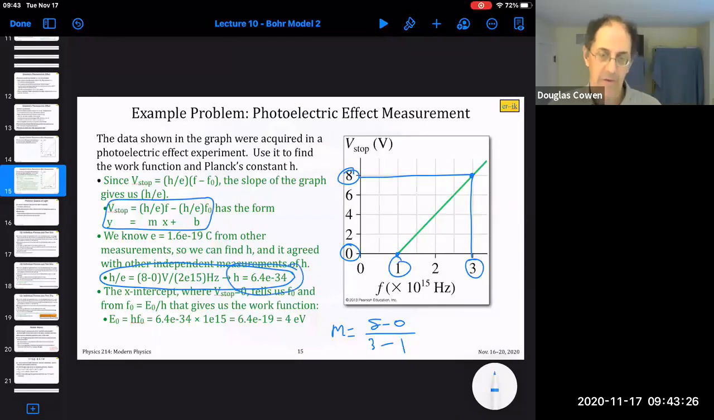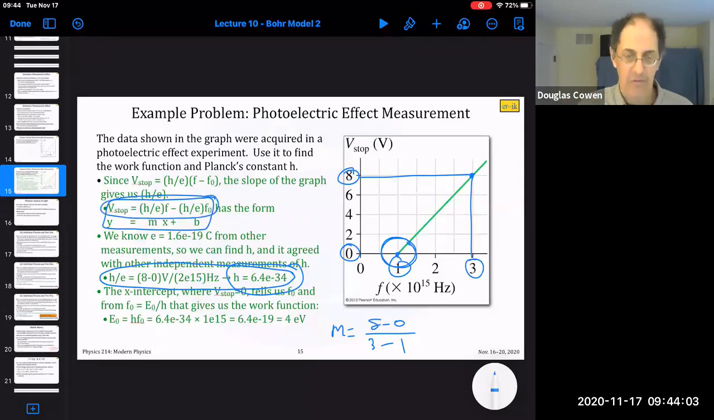That allows you, if you know the value of the electric charge, which could be measured by other means, to figure out that Planck's constant is 6.4 × 10⁻³⁴. And furthermore, the x-intercept right here, where the line crosses the x-axis, is the point where the stopping potential obviously is zero. If you look across to the left, that's what it is on the y-axis. And from that, we know that at stopping potential equal to zero, if you plug that into this expression here, you'll get just that f is equal to f₀. So at that point, whatever the frequency is on the x-axis, that is f₀.